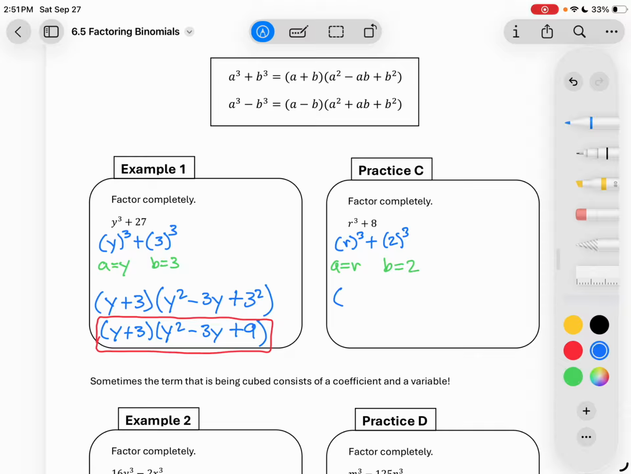So this will factor to r plus 2 multiplied by, in parentheses, r squared minus 2r plus 2 squared. And then let's do 2 squared to be 4. So we get a final result of this bottom expression right there. So that would be the factorization of r cubed plus 8. Let's take a look at the last examples.